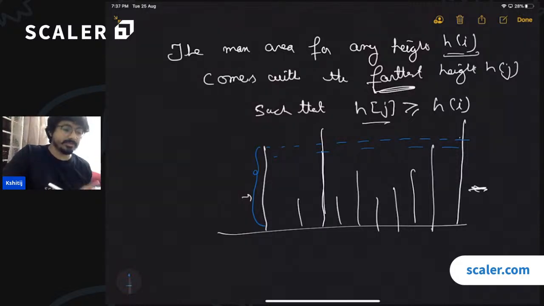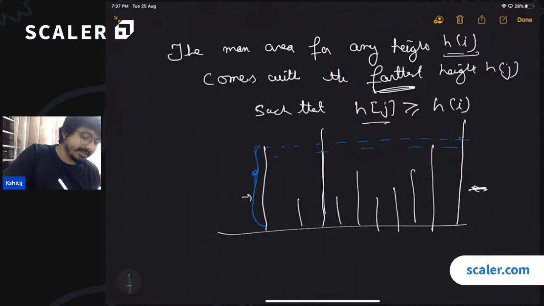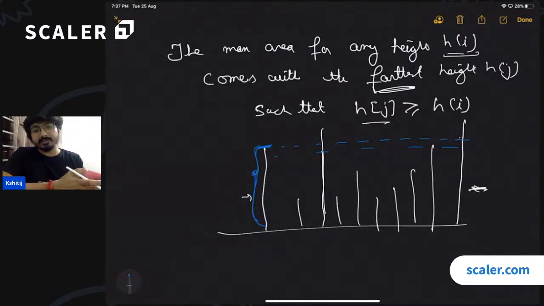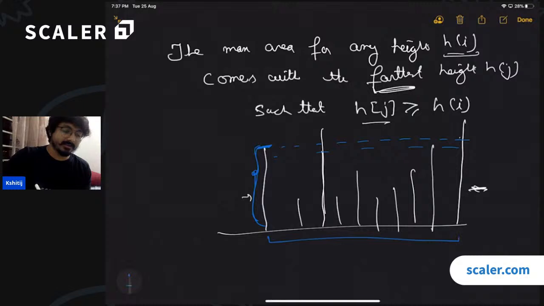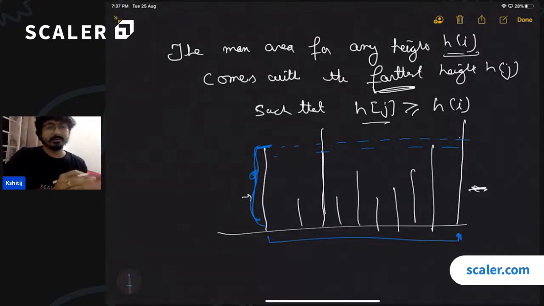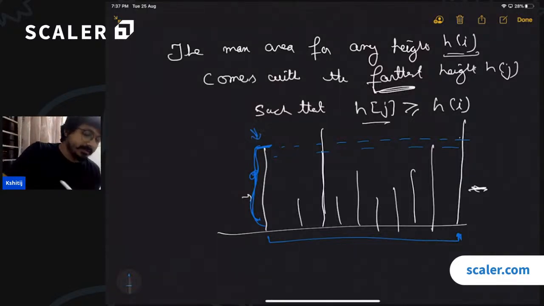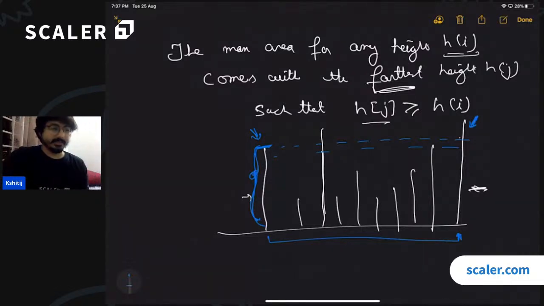No other bar is going to give you this much area. Why? Because the height is fixed at this point. This is the maximum height that you can have. The only thing that can vary is the width. To increase the width, you need the farthest bar. So this is the farthest bar which has a height greater than or equal to this fixed height. So for this bar, the answer is always going to come with this given bar, right?